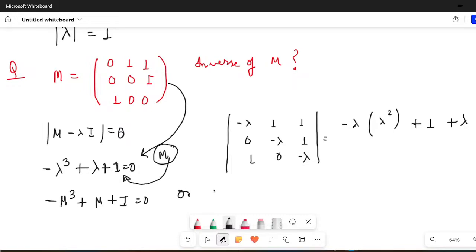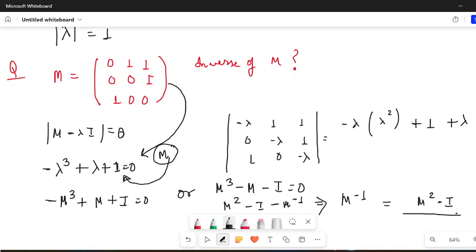Or I can say that M cubed minus M minus identity would be equal to 0. Now pre-multiplying it with M inverse, I will get M squared minus identity minus M inverse. And this will give me M inverse. So the inverse of M would simply be equal to M squared minus identity. I hope it is clear. This is something that I think everybody can do at this level. Is that clear?